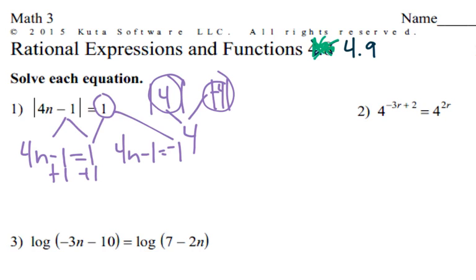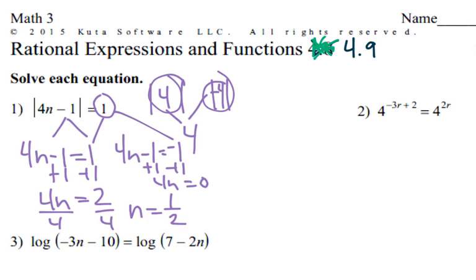Then we solve. 4n equals 2, divide by 4, and n can equal 2/4, which is 1/2. Or, go the opposite way, 4n equals 0, divide by 4, and n equals 0. So there are two possibilities there.